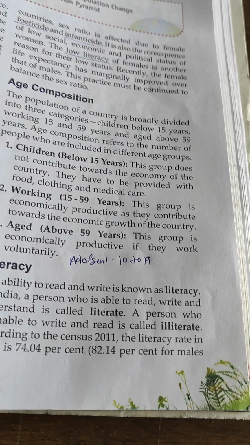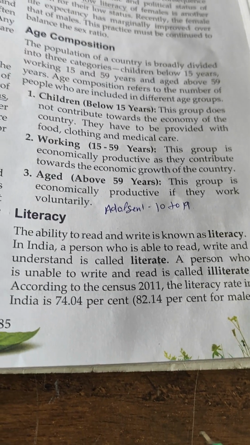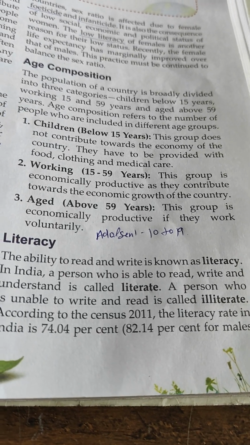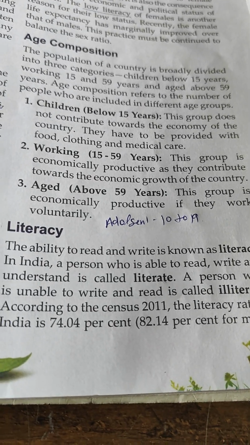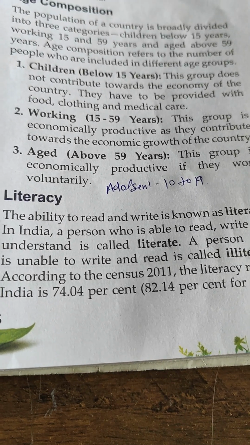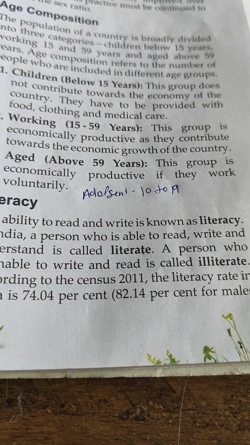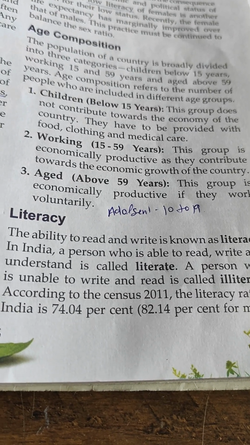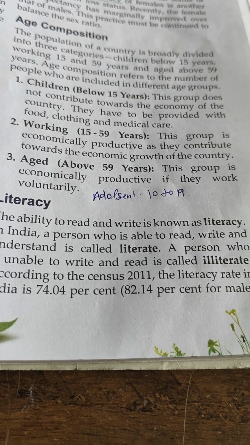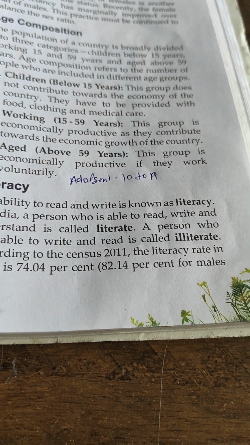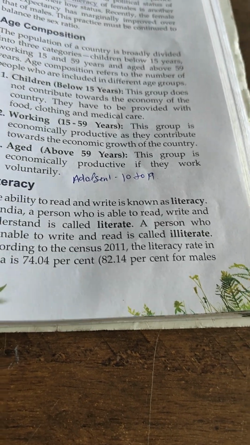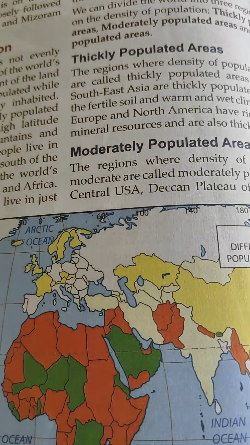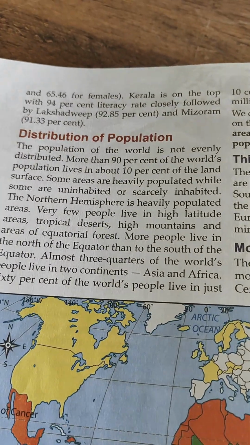Next, the literacy. Who is literate? The ability to read and write is known as literacy. In India, a person who is able to read, write and understand is called literate. Unable to write and read is called illiterate. According to the census of 2011, India has 74.04% literacy overall, with female literacy rate and in male 82.14%, and it varies in rural and urban areas.